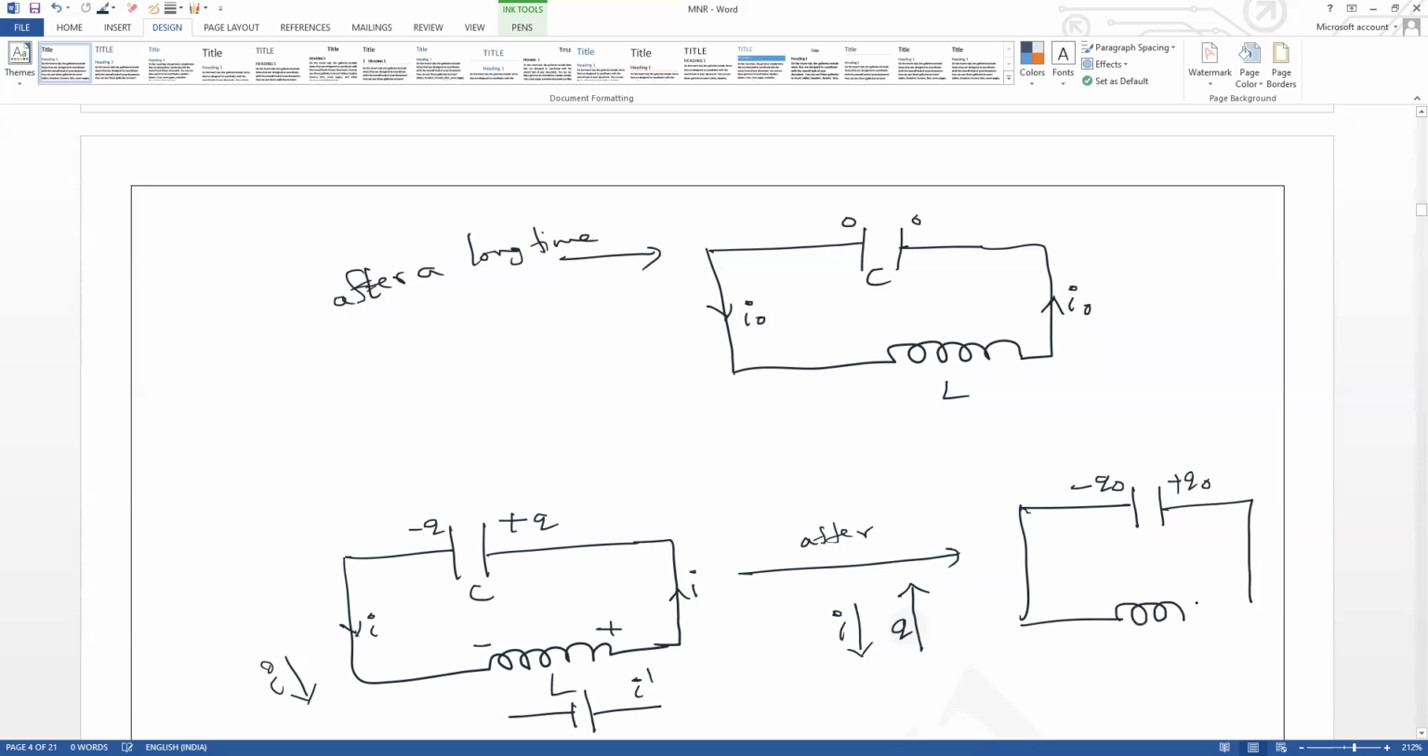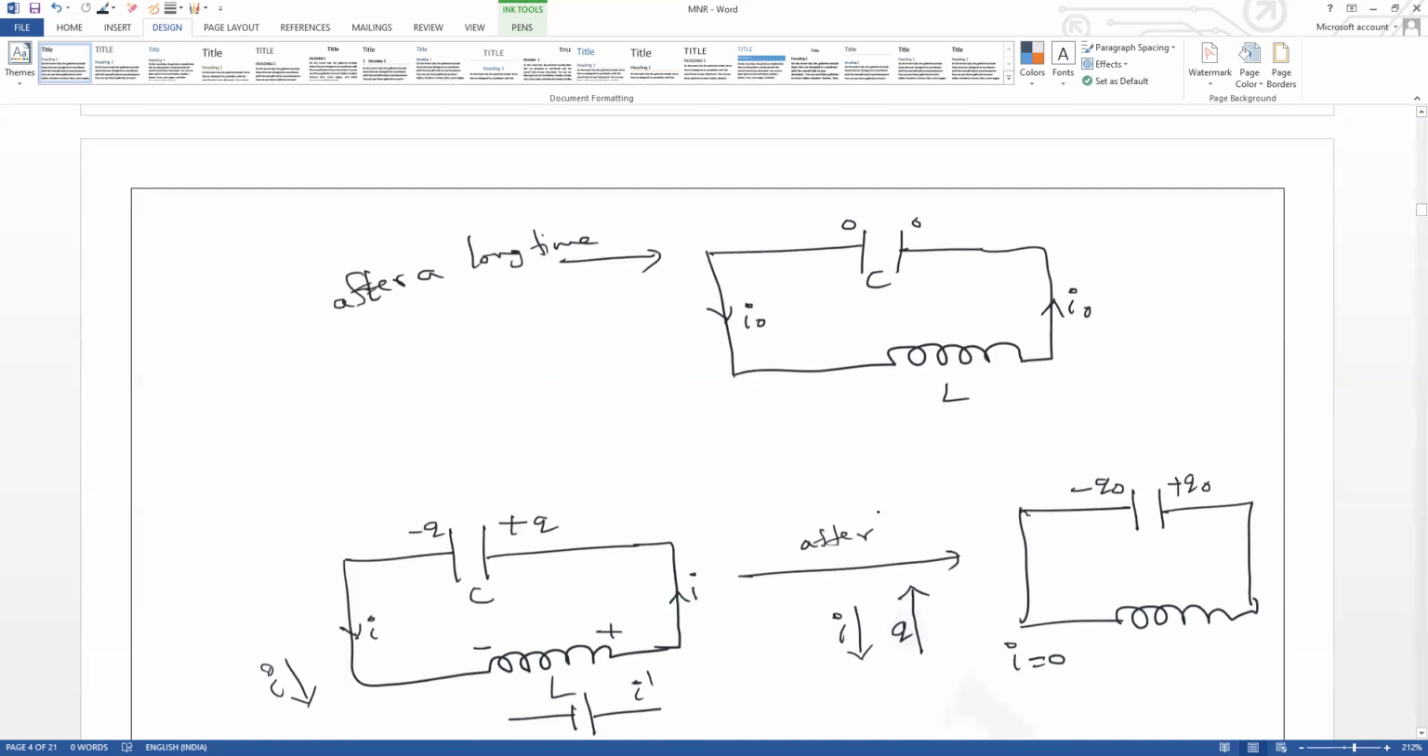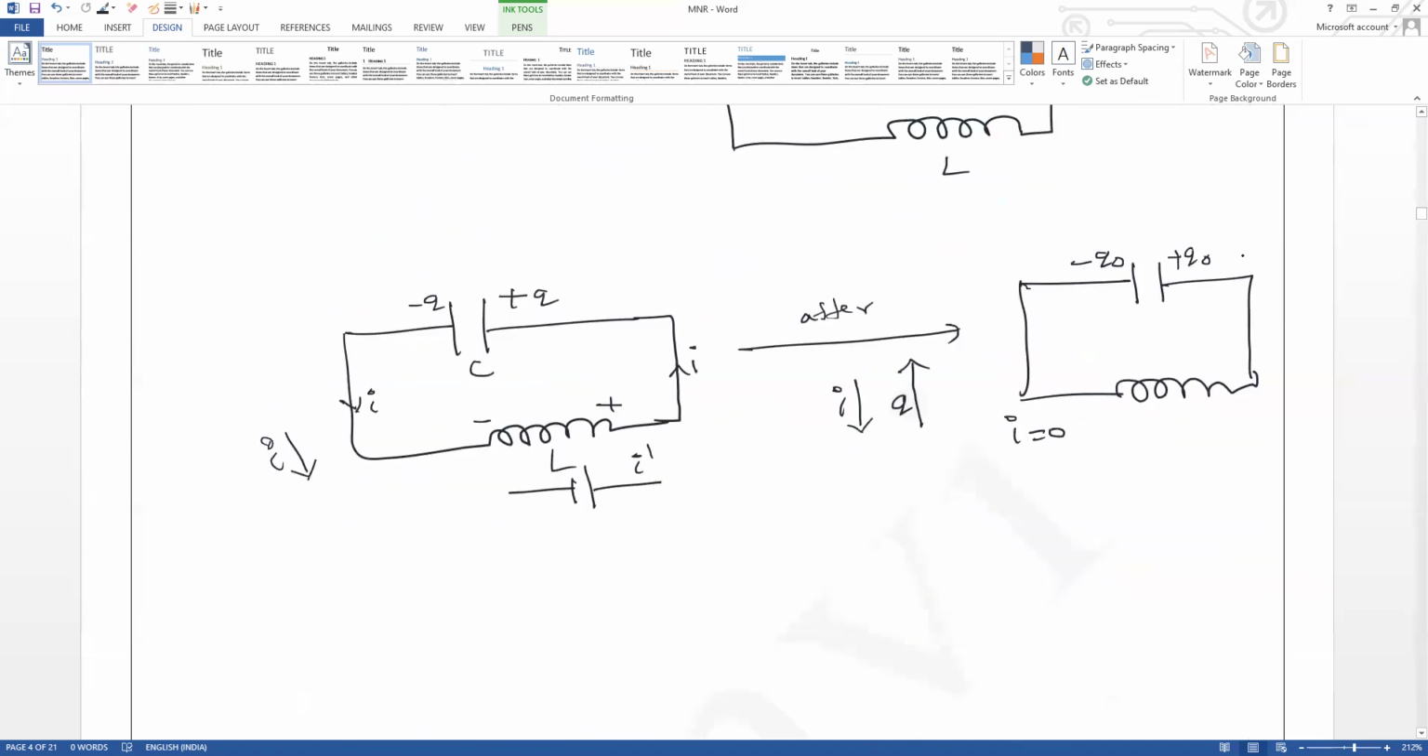Now you all understand how the process of oscillation takes place. Everybody clear? Now the plates have totally reversed. Have you checked it? Capacitor plates before: plus Q naught, minus Q naught. Now what will happen? You see that: minus Q naught, plus Q naught. Have you observed, everyone?